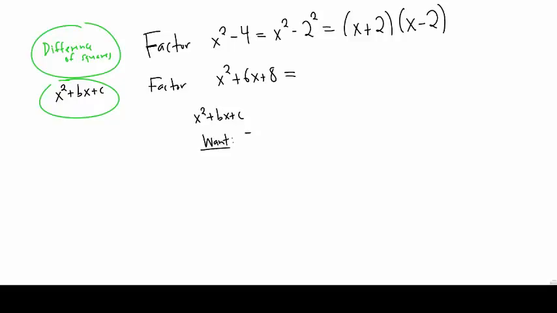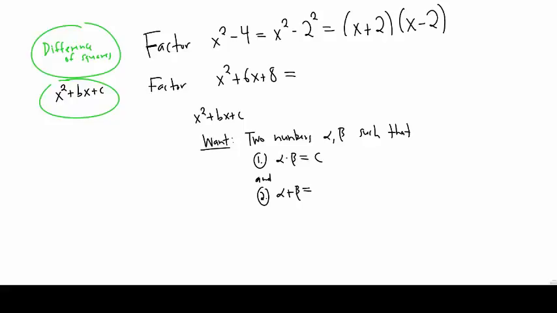What you want to find are two numbers. Let me use the letters alpha and beta. We're going to find two numbers whose product, alpha times beta, is the constant term c. And we need them to add up to the middle term, b. So here, in this problem, the pair of numbers that works is 4 and 2. And then the factorization becomes x plus 4, x plus 2.